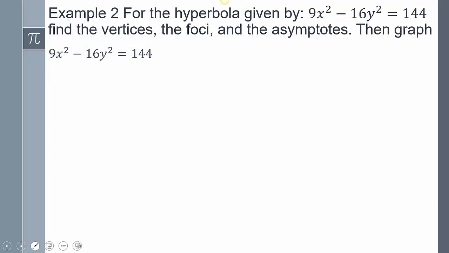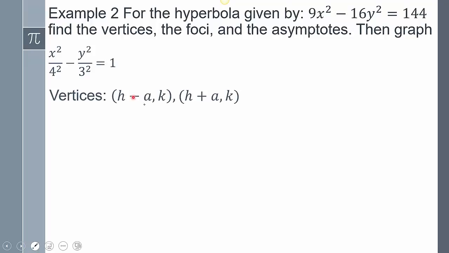Example number 2 says for the hyperbola given 9x squared minus 16y squared equals 144, find the vertices, the foci, and the asymptotes. Then graph it. Our standard equation says this has to equal 1, so I have to divide everything by 144. And so I'm going to get the equation x squared over 16 minus y squared over 9 equals 1. My x is positive, right? The x squared part is positive. So I'm going to be using the equations where it's transversing over the horizontal.